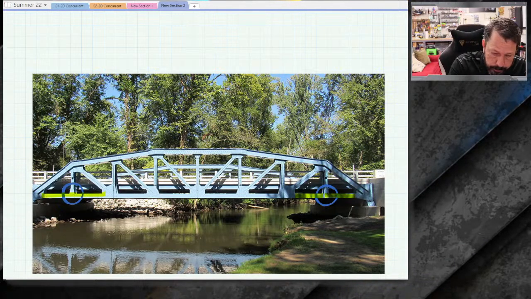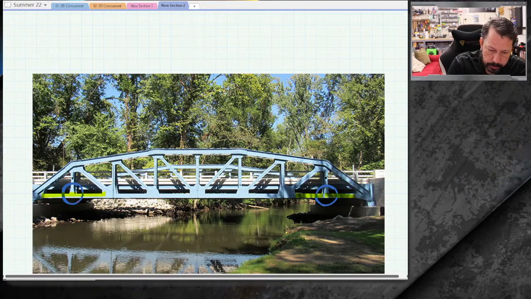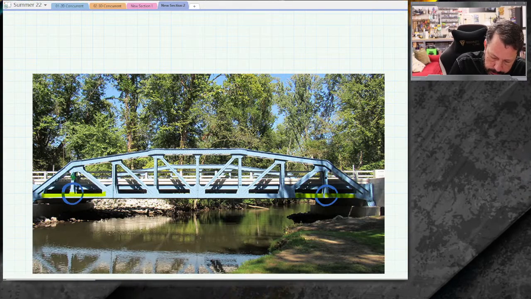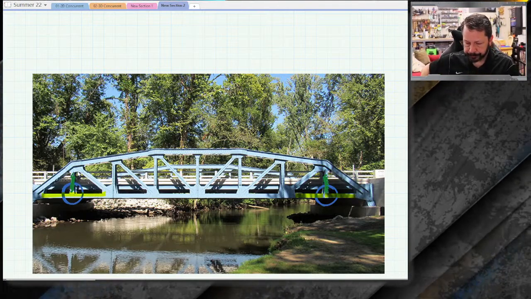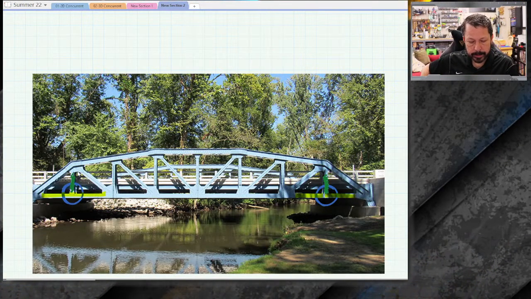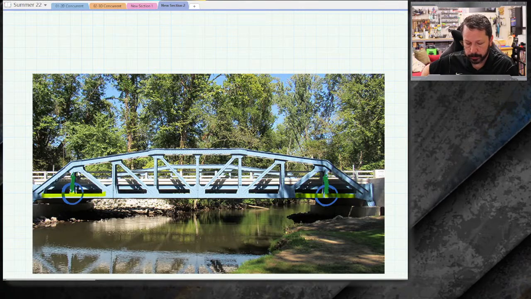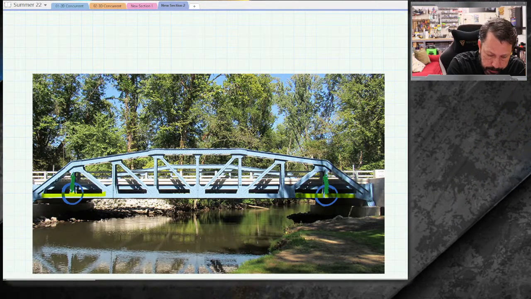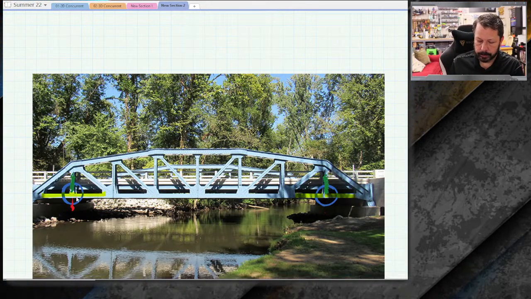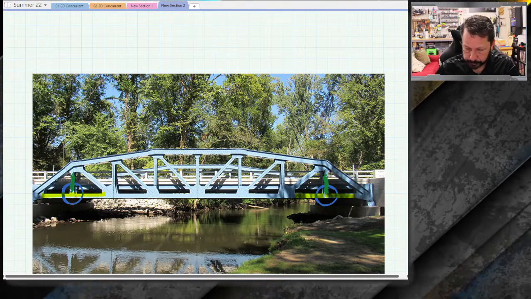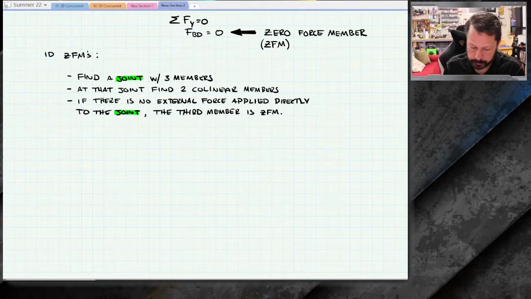There's no force applied right here. That doesn't exist. So this third piece, this little guy, is a 0 force member, and so is this one, under assuming that there's no force applied at that joint. I don't know where the forces are going to be applied on this bridge, but assuming you don't put a force like right there or right there, then that green one that I colored in is a 0 force member.